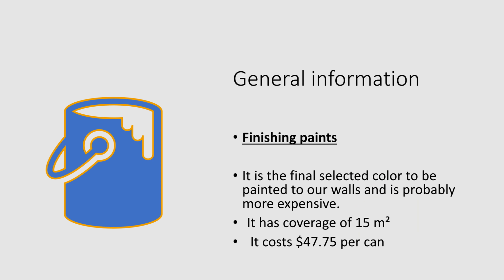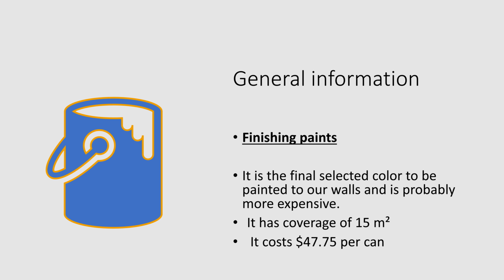Going on to the second one, that is finishing paints. It is the final selected color to be painted on our walls and is probably more expensive. It has a coverage of 15 meters square, and one paint can costs up to $47.75.